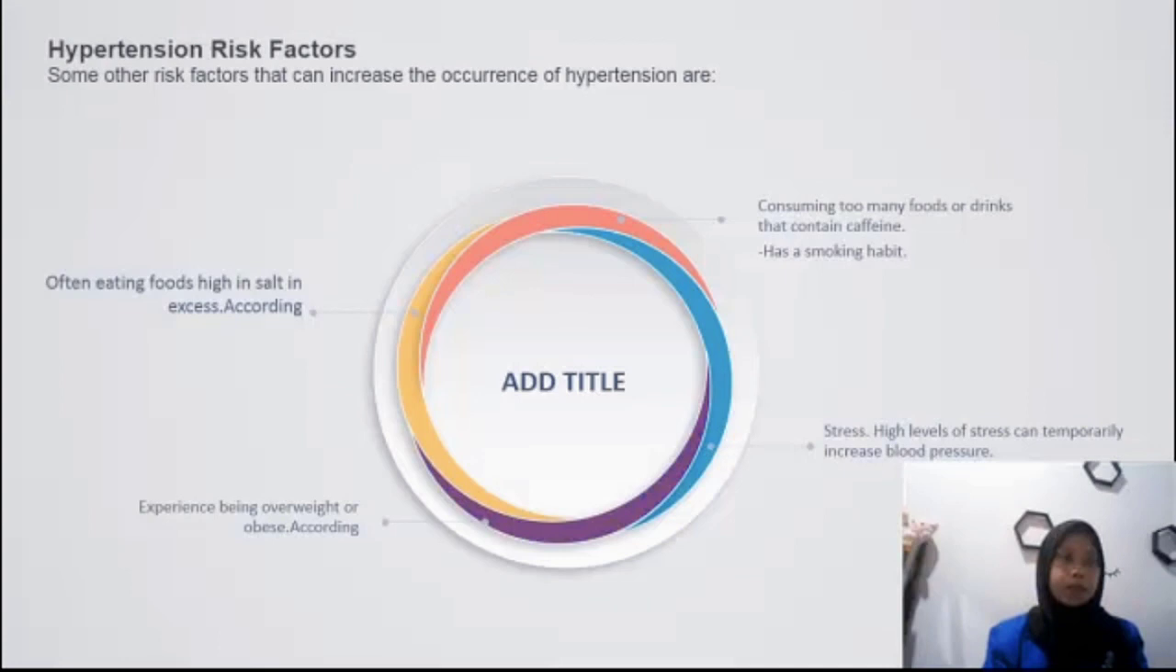Hypertension risk factors. Some other risk factors that can increase the occurrence of hypertension are often eating food high in sodium, being overweight or obese, consuming too much food or drink that contains caffeine, having a smoking habit, and stress. A high level of stress can temporarily increase blood pressure.